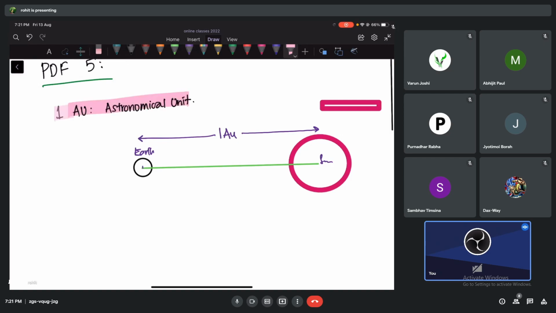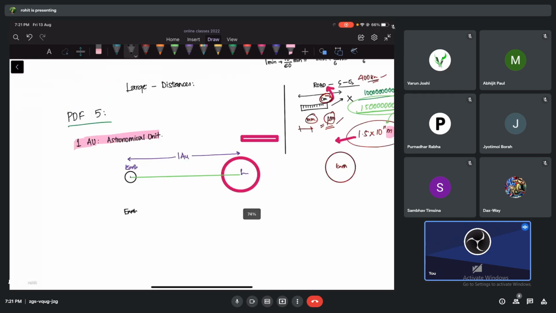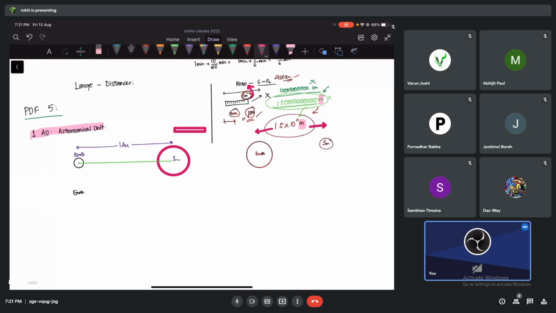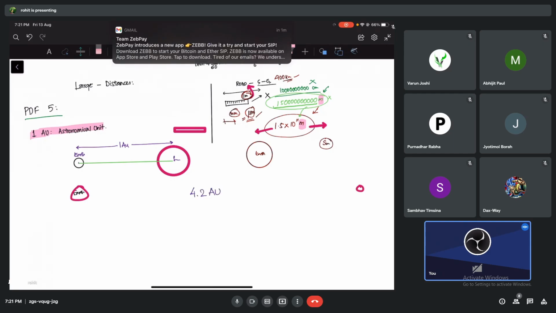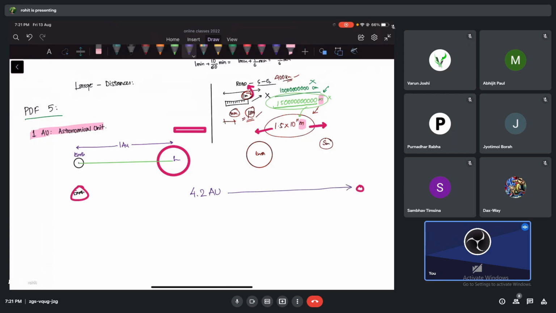So what do I mean by that? Let me just explain. I can tell you that the distance between earth and Jupiter, let me draw Jupiter also. Earth is here, Jupiter is somewhere here. Let me tell you how much that is, guys. The distance between earth and Jupiter is 4.2 AU, and that is again very, very huge, of course. But we are talking in terms of not meters, but AU.